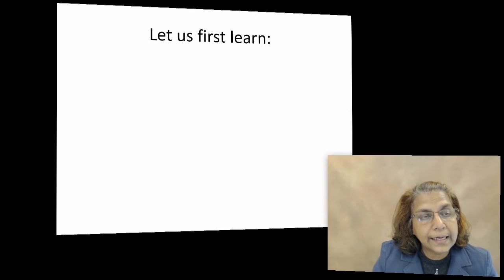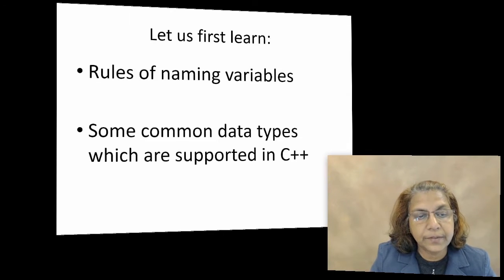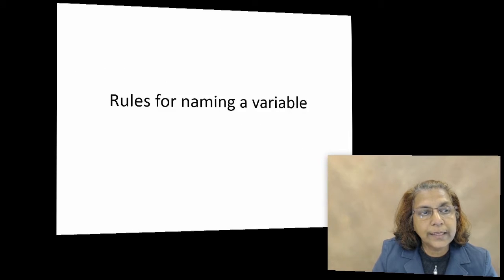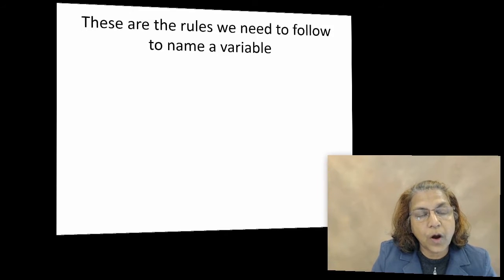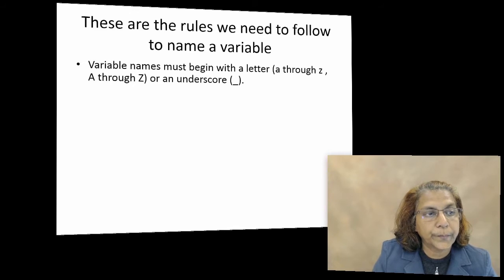But before that, let us first learn the rules of naming variables and some common data types which are supported in C++. This knowledge will help us write the program. So let's go through rules for naming variables. These are the rules we need to follow to name a variable. The first thing is variable names must begin with a letter, either lowercase a through z or uppercase A through Z, or an underscore.